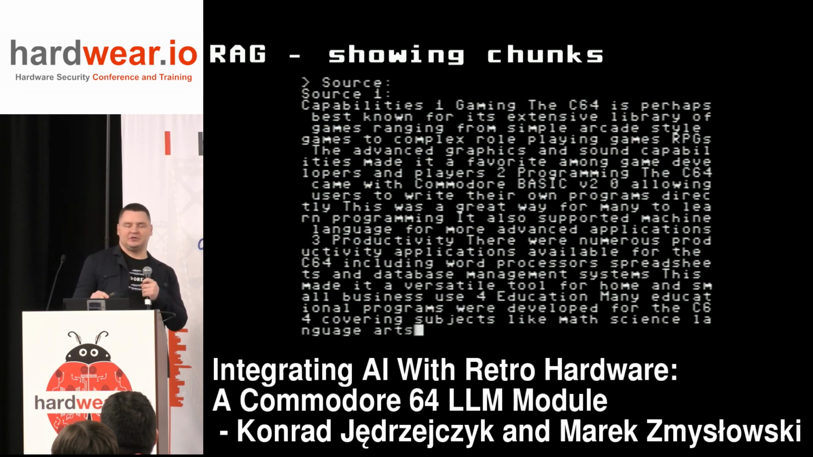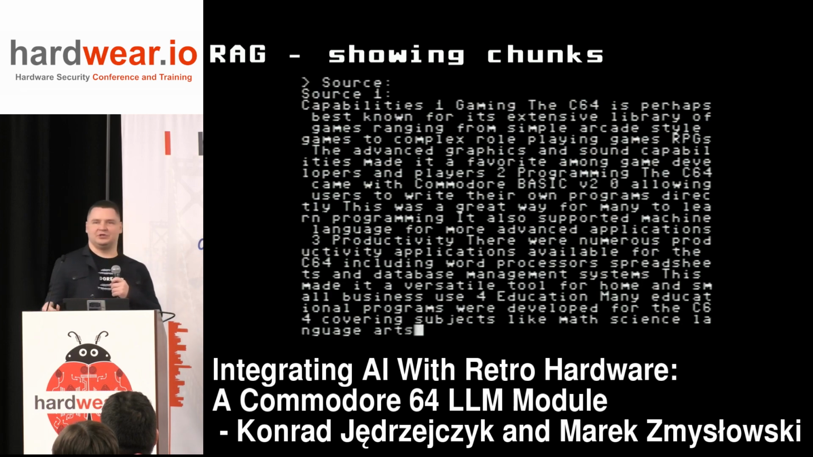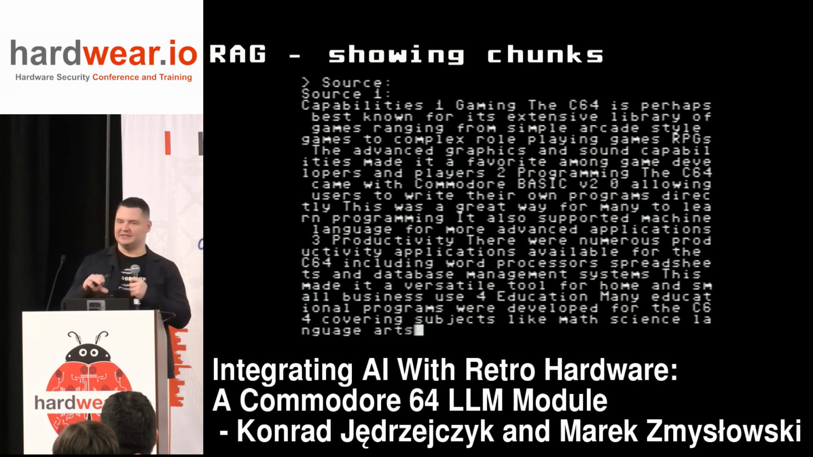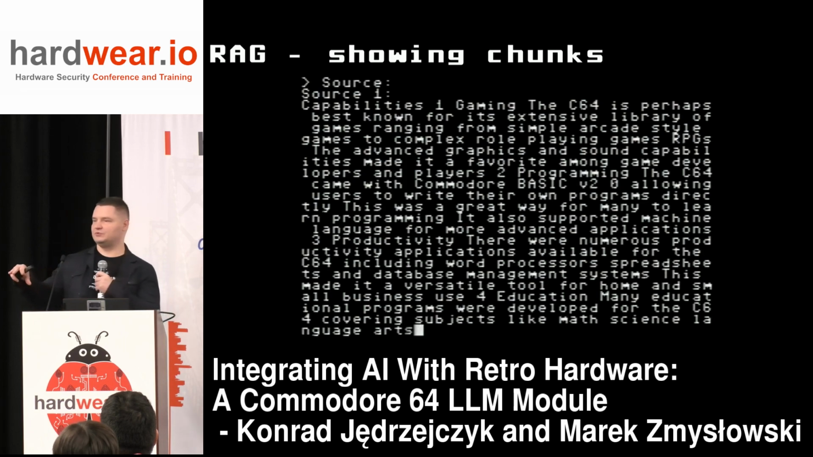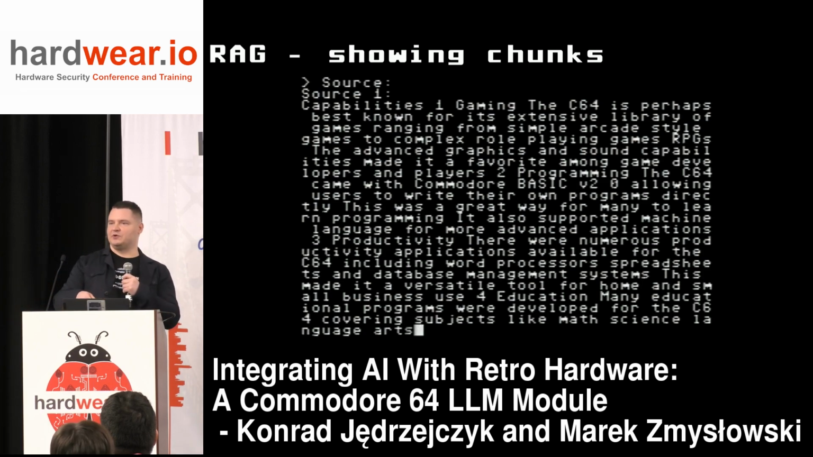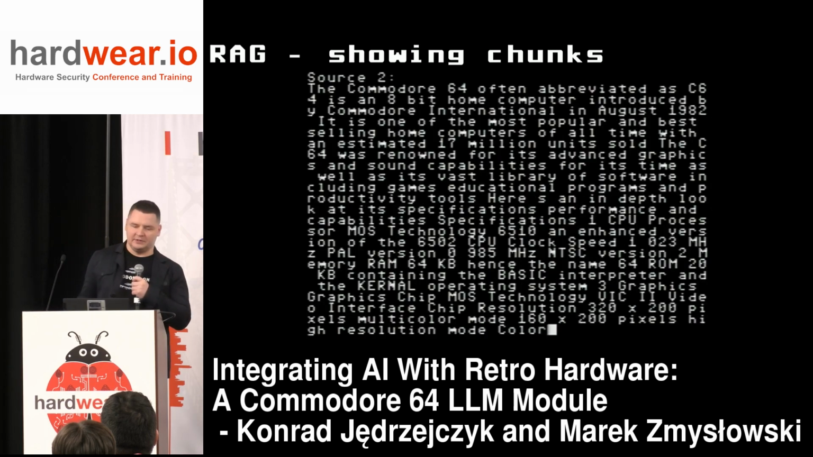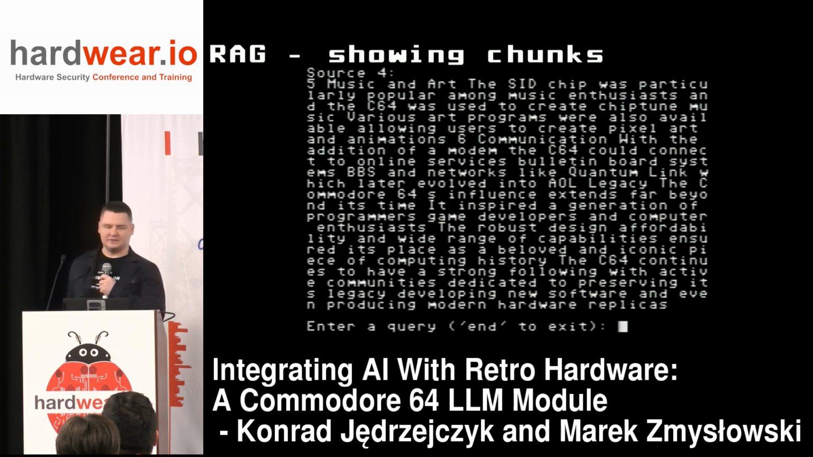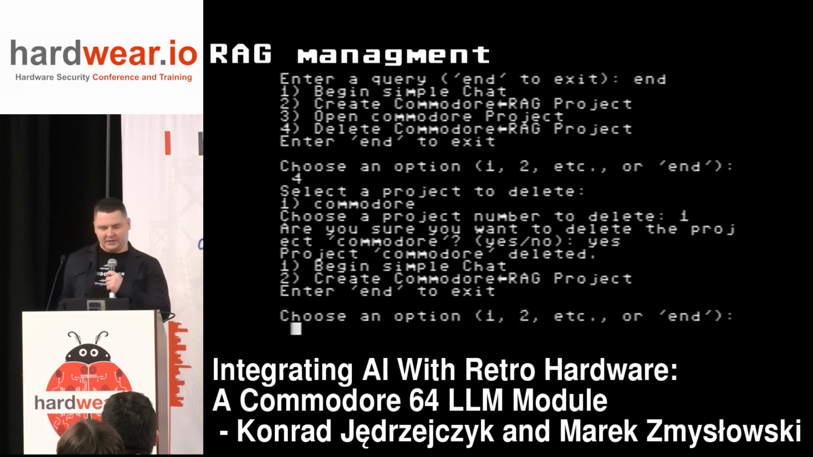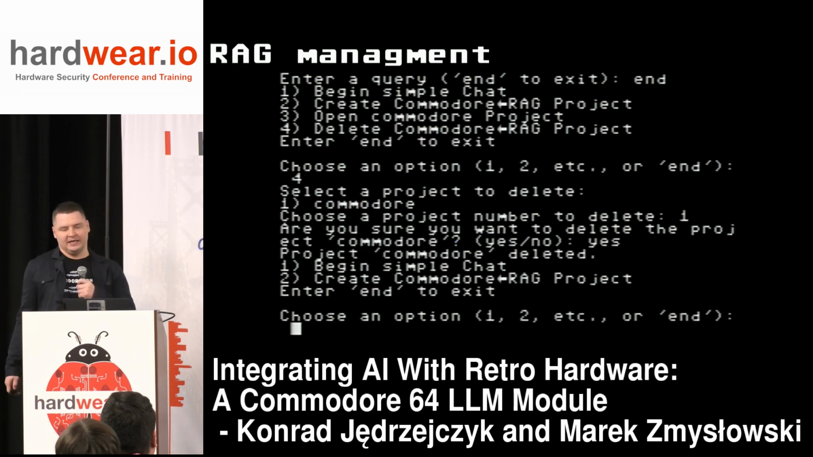Also, this solution is showing you the chunks. It is showing you the parts of the text from the books that were used in order to create the response. So you can always reference the answer to the parts that were scored the highest in the vector database, and they were provided by the embedding models along with the prompt. So second source, third source, and the last one. And the RAG management. So you can create, delete, update, whatever you want with your projects.